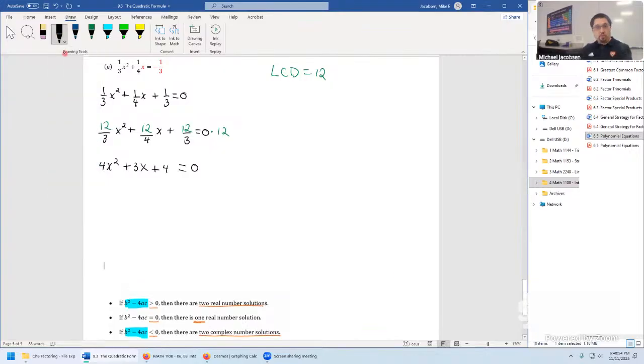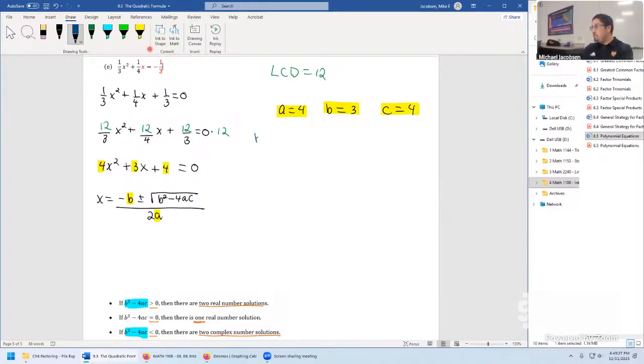First, because I don't think it's going to factor nicely, let's write down the quadratic formula. X equals negative b, add or subtract, the discriminant, b squared minus 4ac, all over twice a. Then we grab the coefficients. Here's a, b, and c. All positive this time. So a is 4, b is 3, and c is also 4.